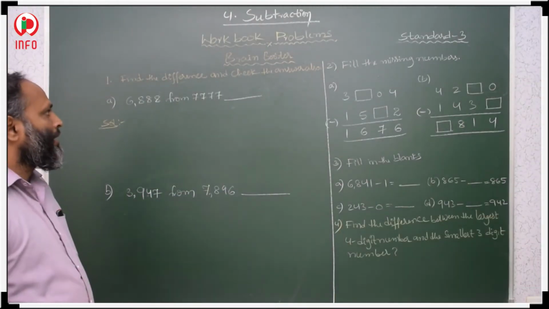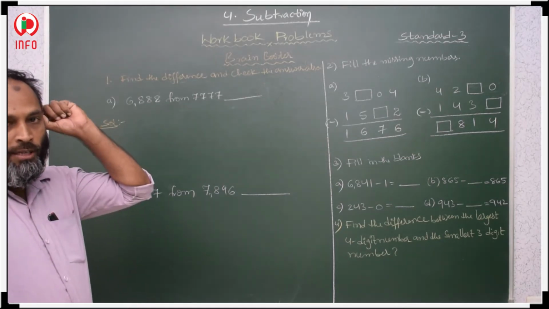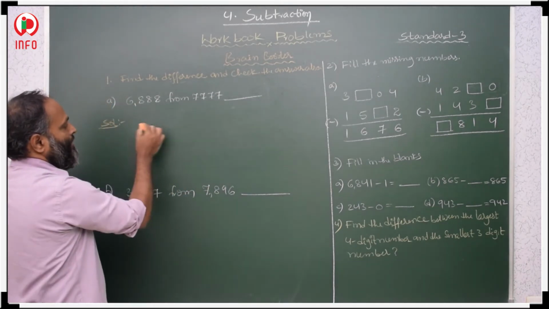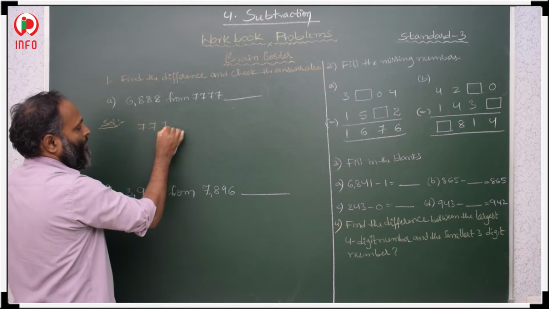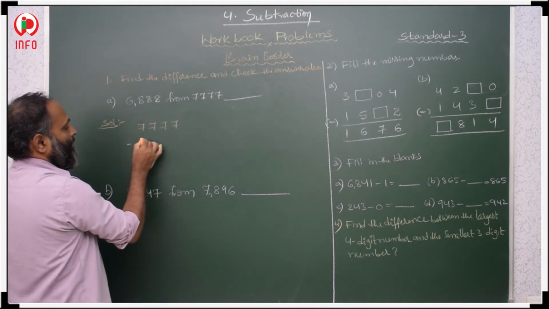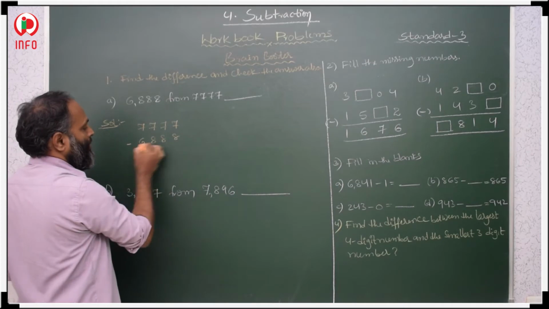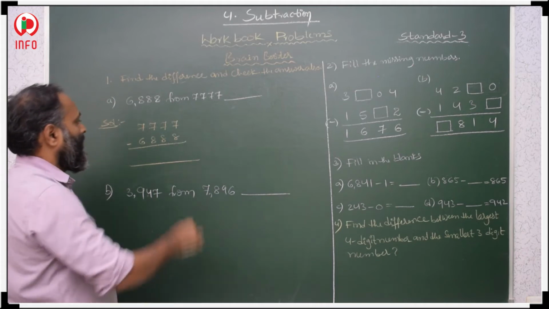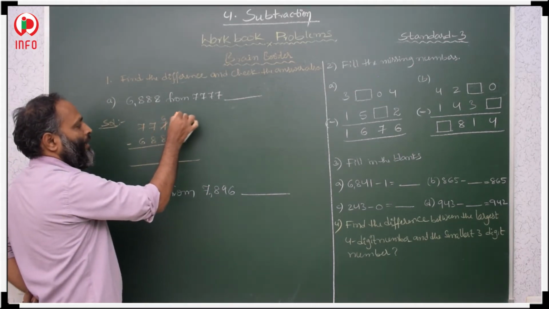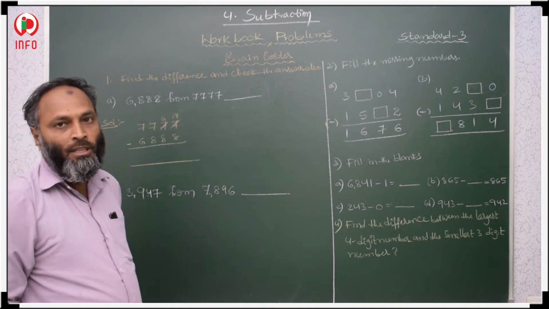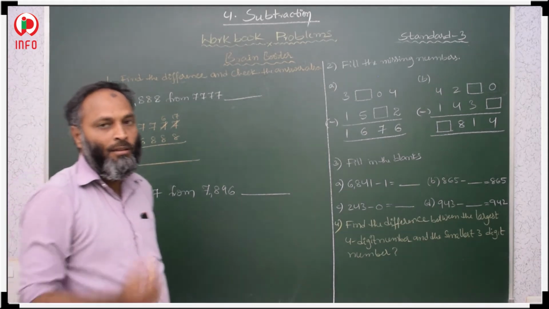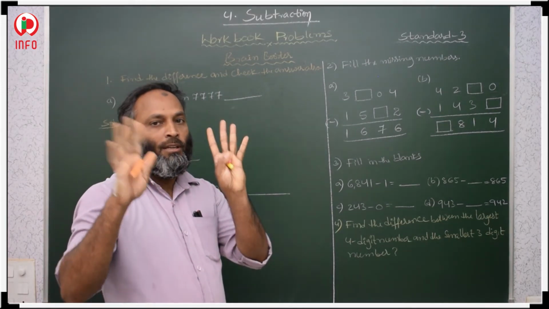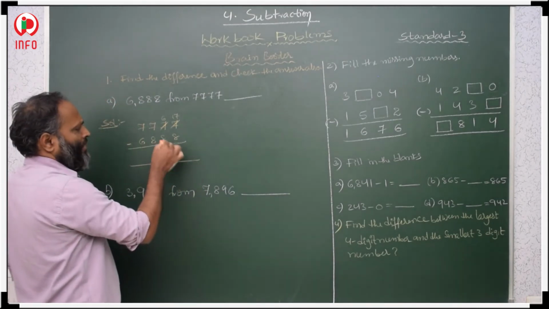Now find the difference and check your answer. Here we have to find the difference as well as check it. First we take the minuend: 7,777 minus 6,888. Now we have to subtract first. So we have to borrow from here. Here 6 will come, here 17. 17 minus 8 is 9. Total 9. Here 6. Again we have to borrow.